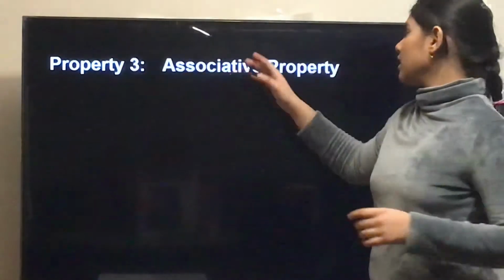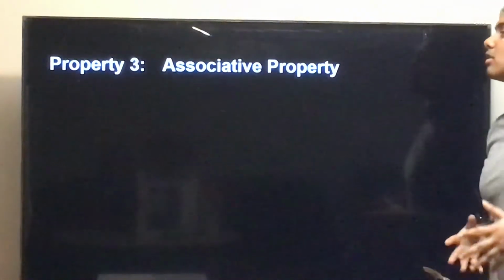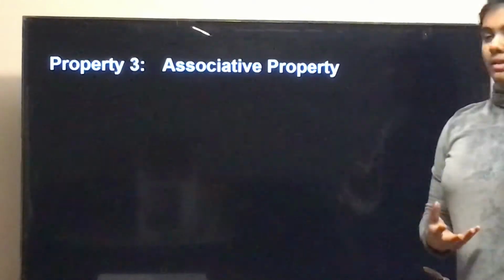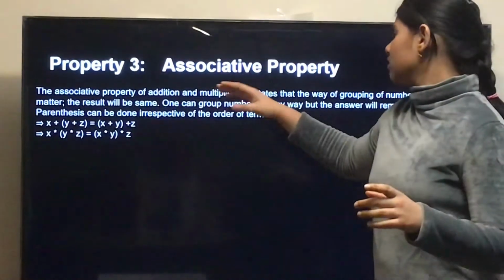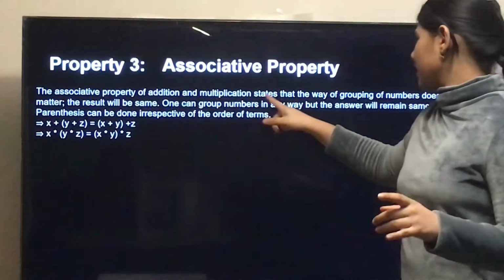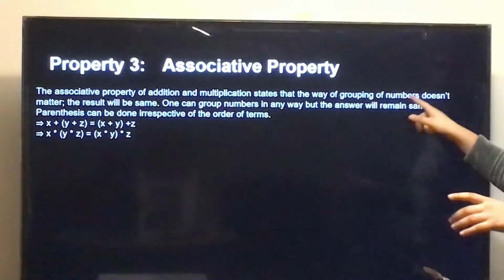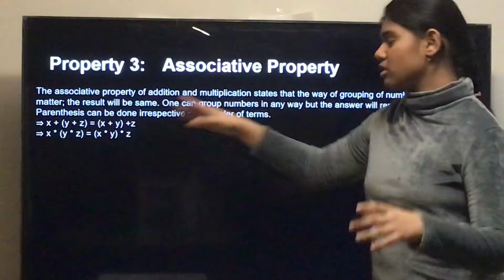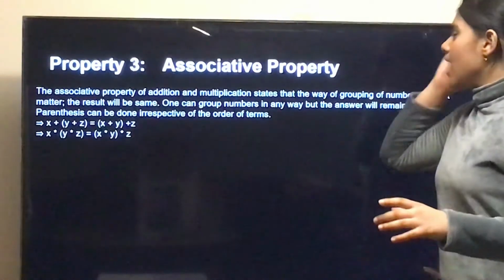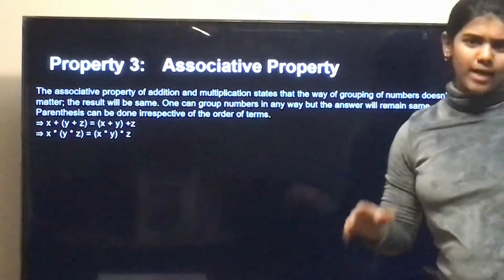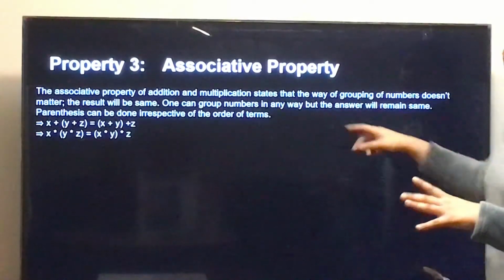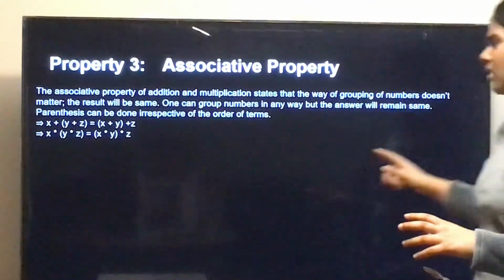The third property is the associative property. The associative property states that in addition and multiplication, the way of grouping numbers does not matter. The results will be the same. One can group numbers in any way they want, and the answer will remain the same.